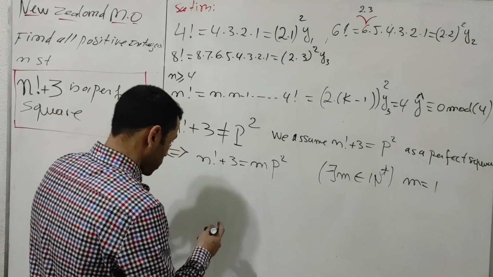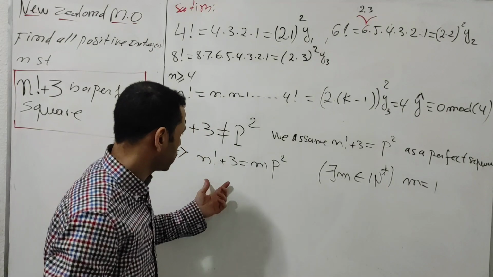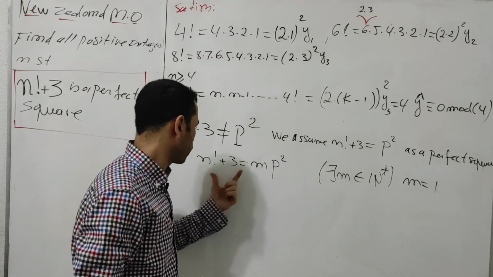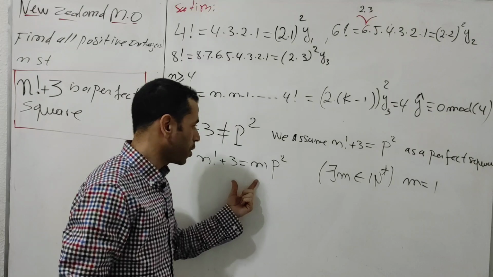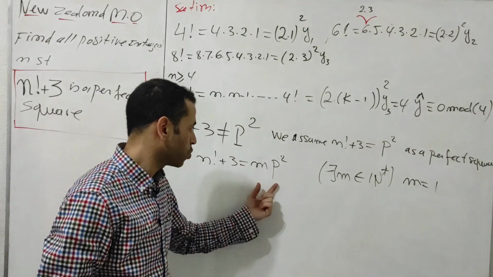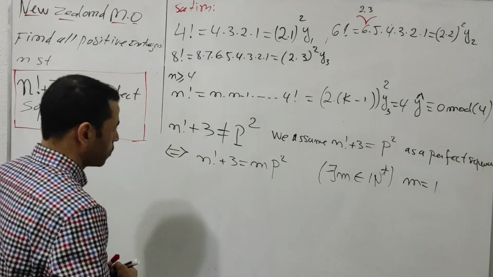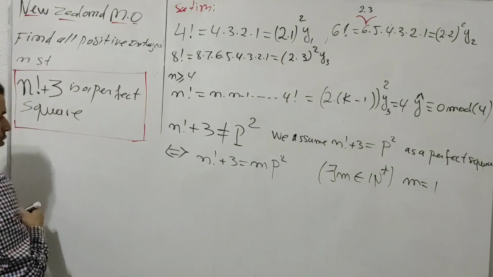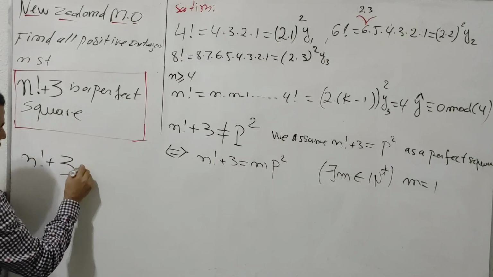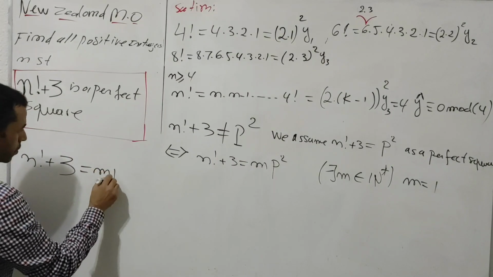So this is the divisibility definition, because this one equals this one, that means p squared divides this one, okay, to have an integer m. But to have a perfect square, you must have m equal to 1. So assume this one is correct. We have n factorial plus 3 equals m p squared.